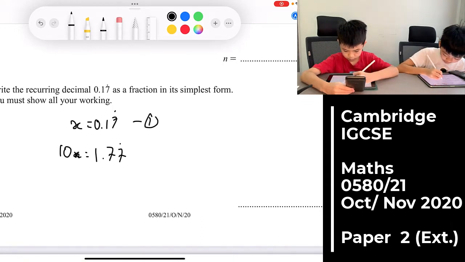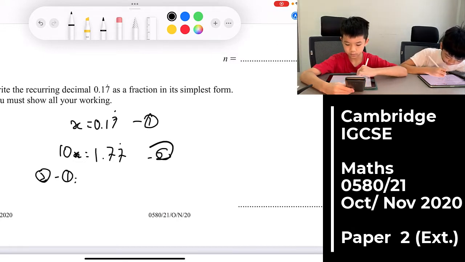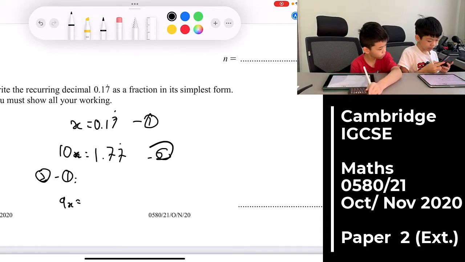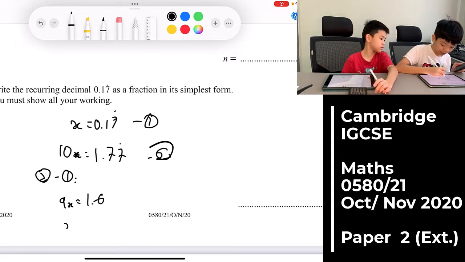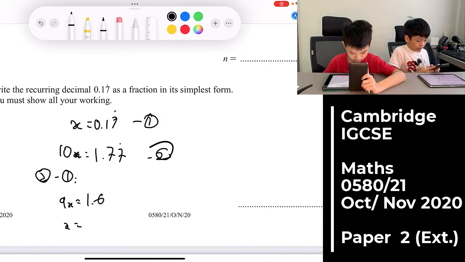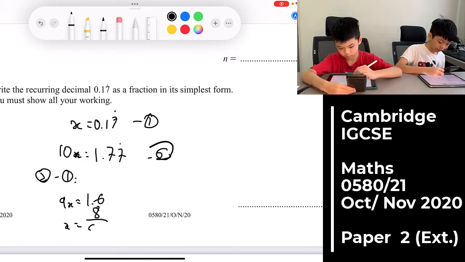So this is 1, this is 2. 2 minus 1. So 9x equals 1.77 minus 0.17, which is 1.6. x is, in a fraction, 1.6 over 9, which is 8 over 45.